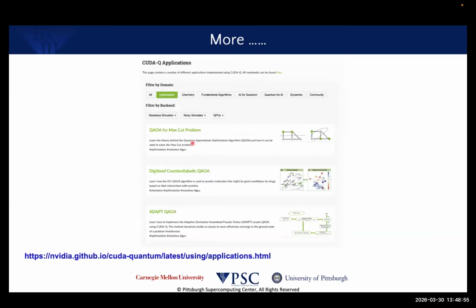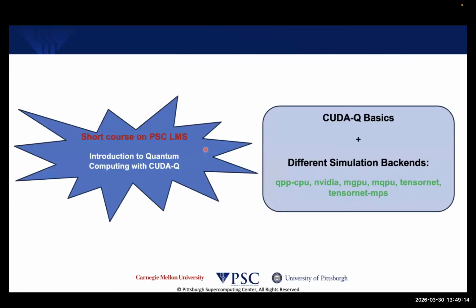So apart from that, there are other examples in CUDA-Q. You can explore them, like solving these problems. And there was a video link I was talking about. You can simply access this link using the video link here. Just simply click it here.